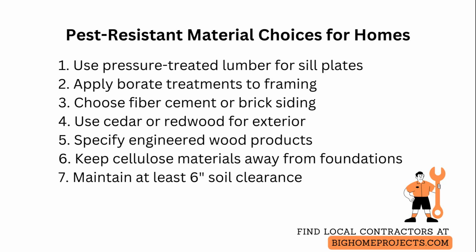Avoid placing cellulose-rich materials such as loose cellulose insulation, untreated wood chips, or mulch directly against foundations and under decks. Instead, use gravel or hardscape barriers and keep a minimum clearance of at least 6 inches between soil and wood siding to reduce moisture-driven decay and encouraged pest activity.